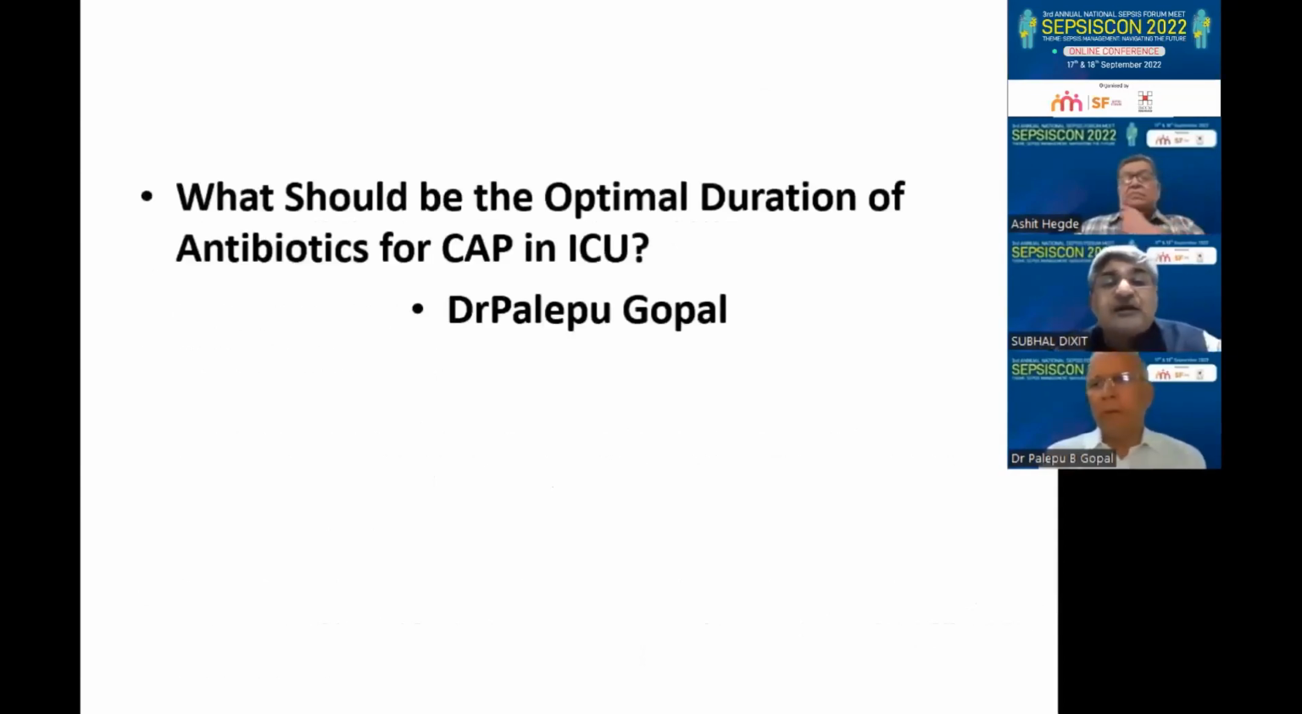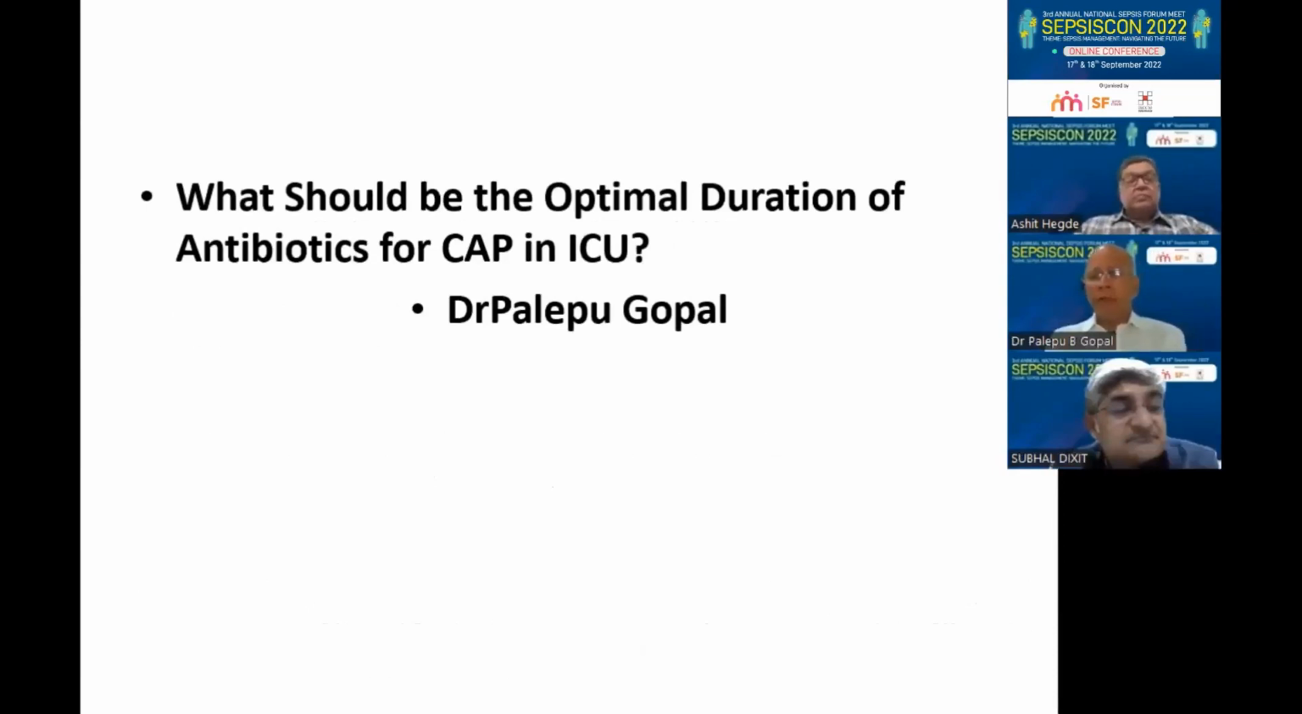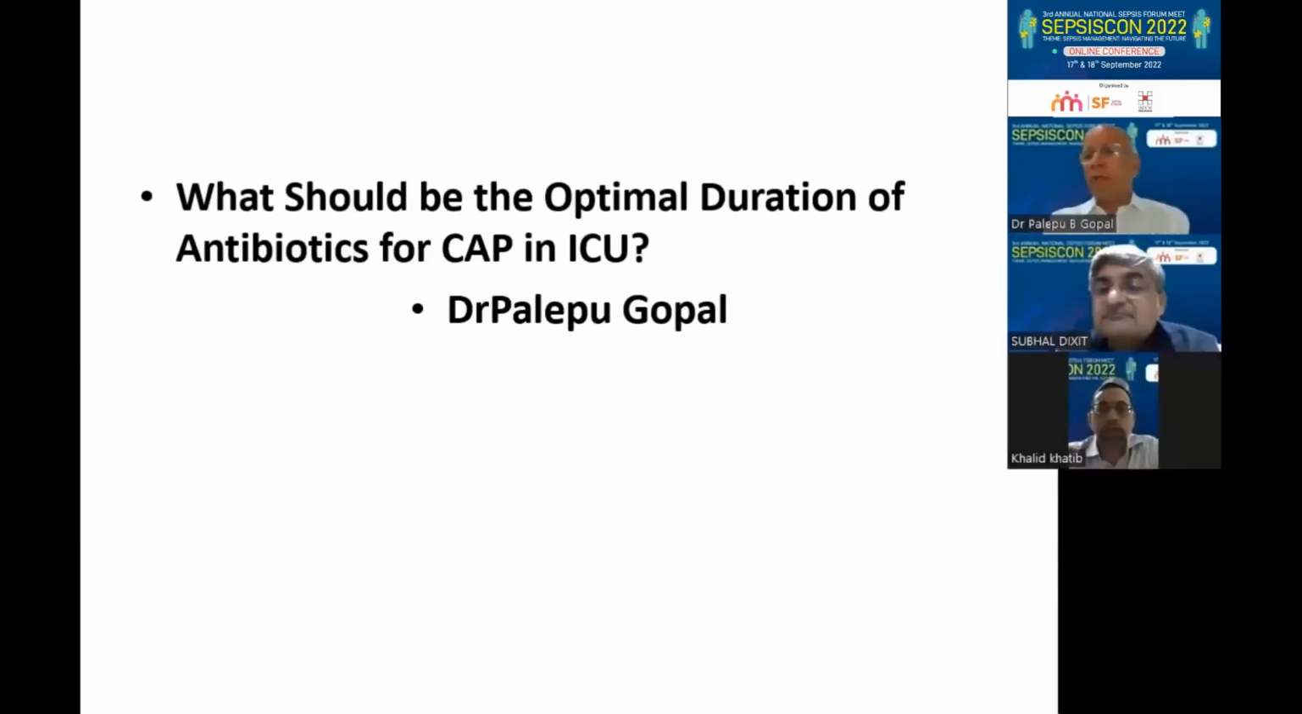Dr. Palipu Gopal, I would like you to answer what should be the optimum duration of antibiotics for community acquired pneumonia in ICU? Once again, Subal, this is a very practically challenging and useful question about the duration of antibiotic therapy. Though in our textbooks and many of the recommendations supplied by the industry, the antibiotic duration is said to be 5 days or 7 days, unfortunately, there's no strong evidence for each type of antibiotic or the combination.